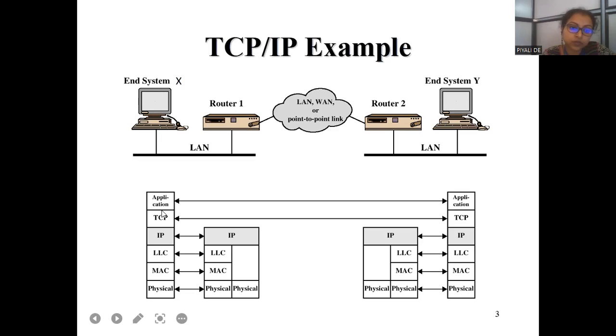In host X, we have 5 layers in the TCP/IP protocol suite. Actually, application layer, TCP in the transport layer, IP works in the network layer, and LLC and MAC are the sub-parts of the data link layer. And last of all, it is the physical layer.